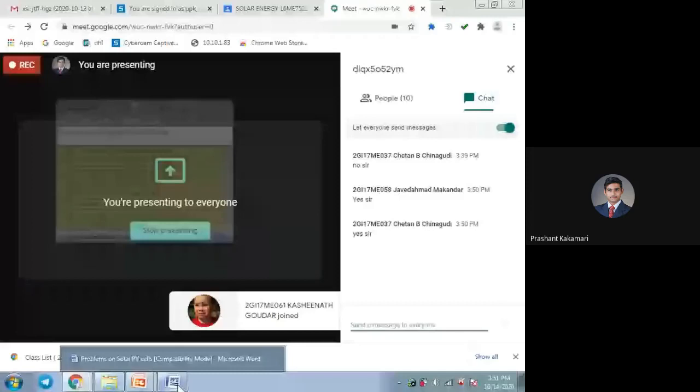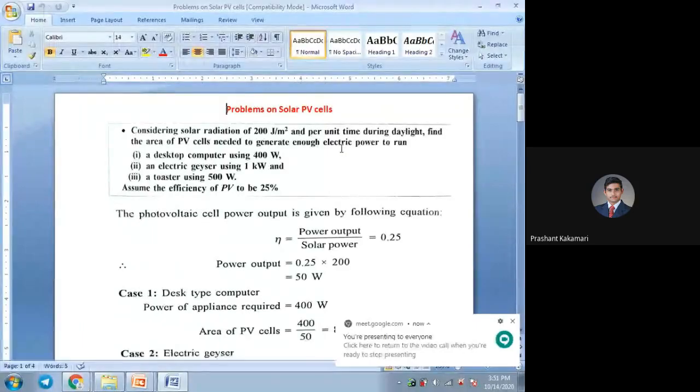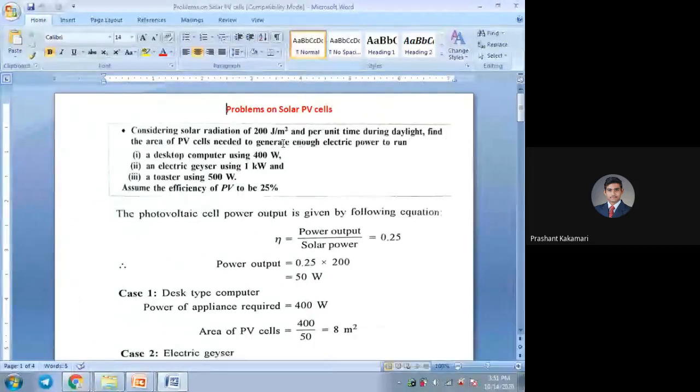Okay, take this problem. In this, they have given solar radiation of 200 joules per meter square. So per meter square, solar radiation is falling with 200 joules per unit time during daylight. Solar radiation always happens in daylight, not at night. Find the area of PV cells needed to generate enough electric power to run the following. So how many PV cells are needed? That we need to find out.